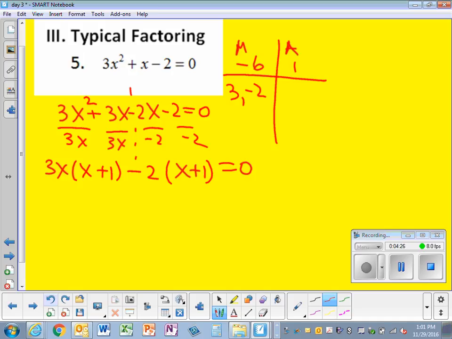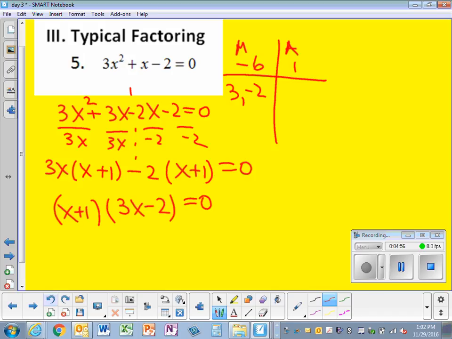Now we have 2 terms with the same parent. So we take the x plus 1 out. And what's left is 3x minus 2 equals 0.